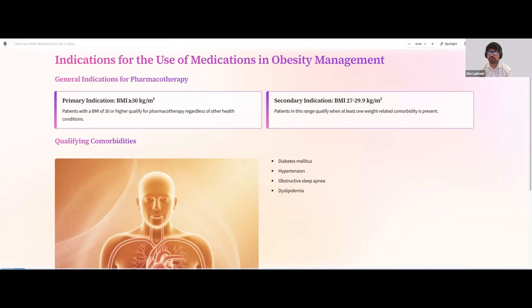Broadly, people who have a BMI more than 30, irrespective of whether they have any clinical complications to speak of, qualify for pharmacotherapy, that is anti-obesity medications. And those with BMI more than 27, that is 27 to 30, if they have some complication because of obesity, for example diabetes, hypertension, sleep apnea, or abnormal cholesterol, dyslipidemia, in all of these situations, obesity medications can be given to such people. So these are broadly the criteria where obesity medications should be considered.